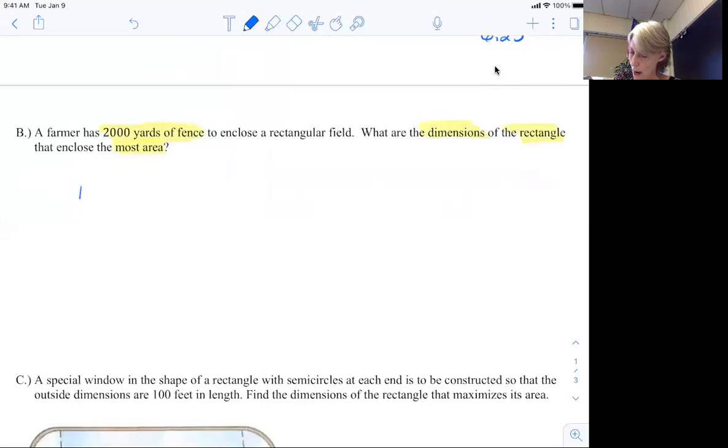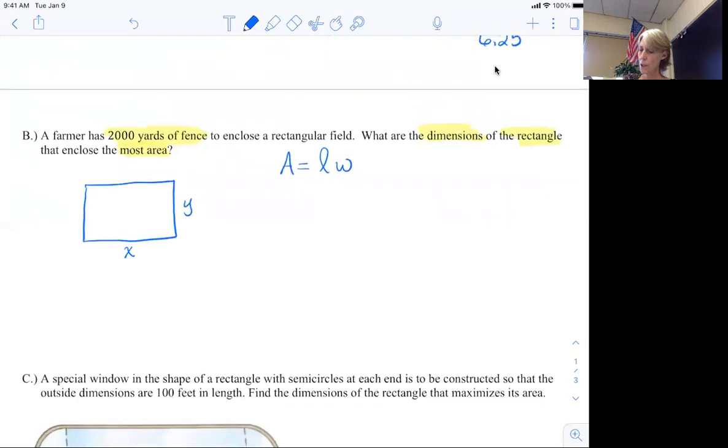So there's my fencing. Okay, there's my situation. I want to write a function for this rectangle, length times width. So remember the other day we talked about how, okay, so I'll make that x, I'll make that y. First thing I'm going to do, replace L and W with the pieces from the problem.